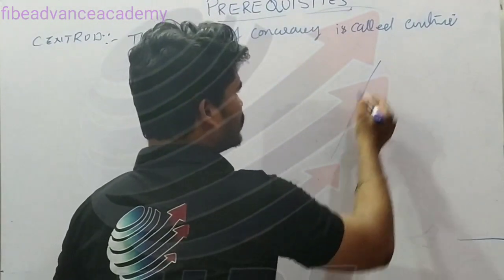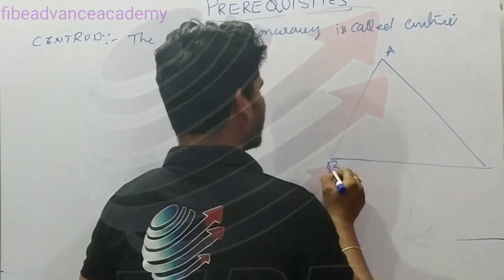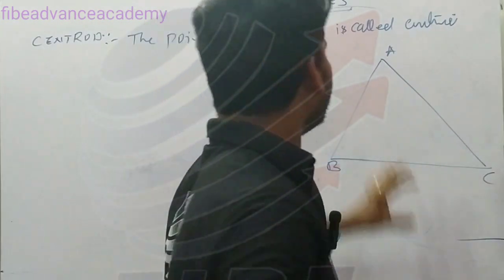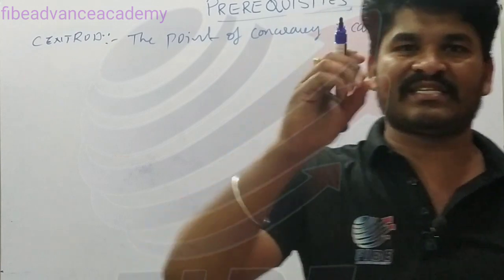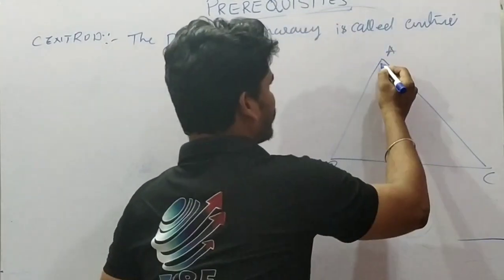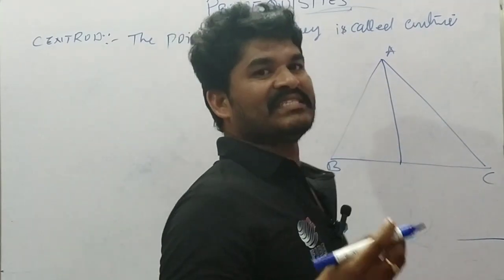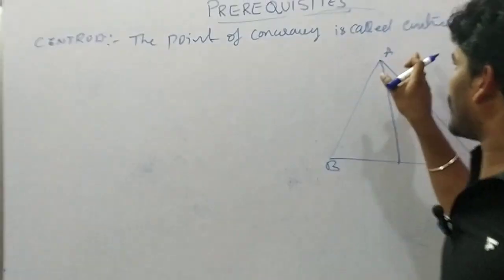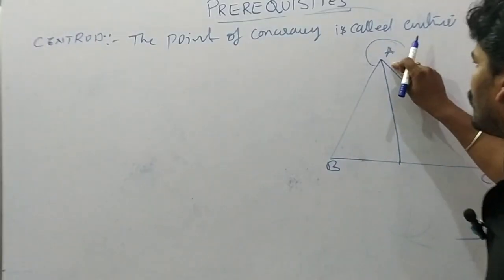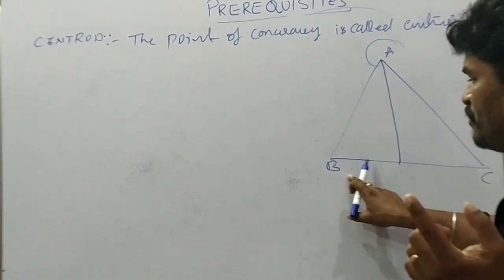Now we will discuss it on a diagram. This is a triangle with vertices A, B, and C. From point A, draw a median to the opposite line BC. What is a median? A median is a line drawn from a vertex to the opposite side.